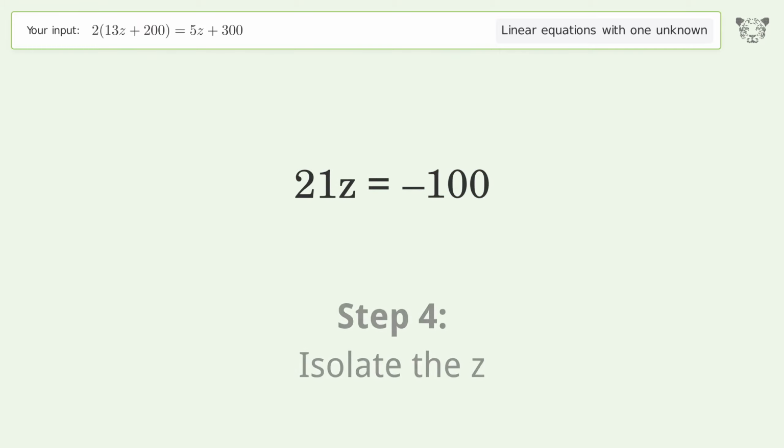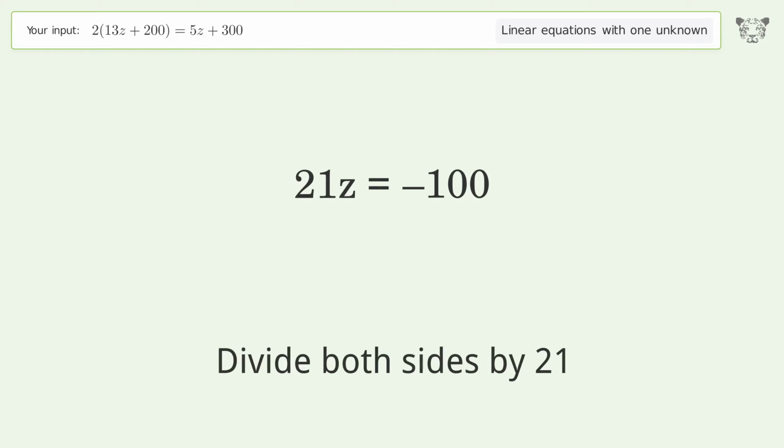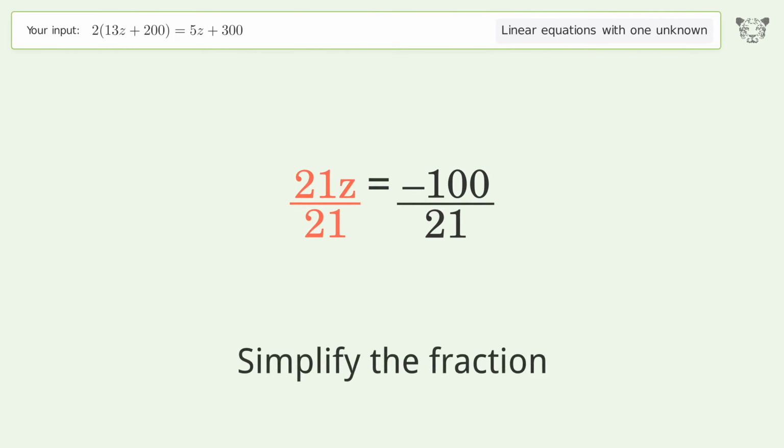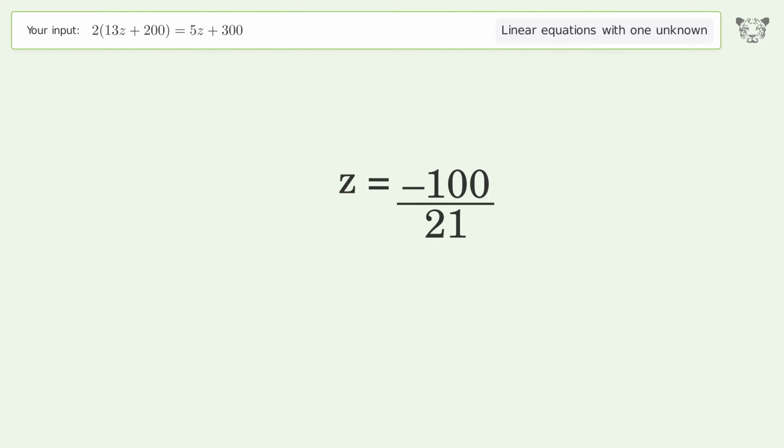Isolate the z. Divide both sides by 21. Simplify the fraction. And so the final result is z equals negative 100/21.